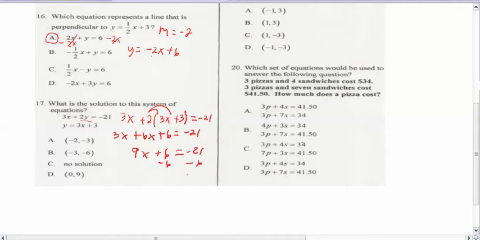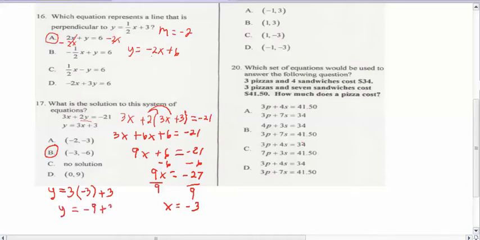Subtract 6 from both sides. I have -27, and I have 9x. Divide by 9, divide by 9. My x is equal to -3. And if I look at my answer choices, there's only one that has an x of -3. It's right here. But I'm going to just double check to make sure that's the right choice. On my second equation here, I'm going to plug in my -3 for my x. And if I did everything right, I should end up with a -6. And I did, so that's the right answer. I checked it. Okay, almost there.